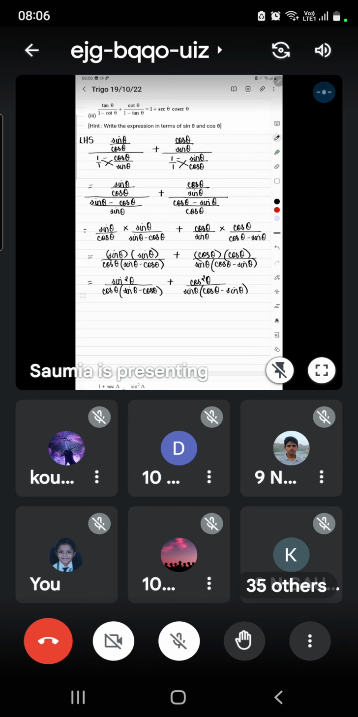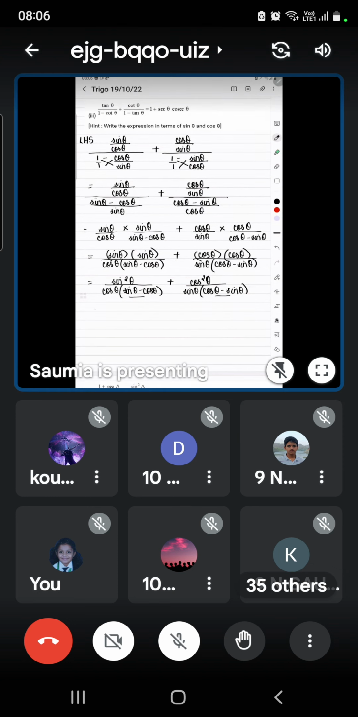Now, let us have a look at the denominators of both these fractions. One has cos theta into sin theta minus cos theta, and the other one has sin theta into cos theta minus sin theta. Correct? There is reversal. So can I make these brackets the same? If yes, how will I make them? Take the minus sign common.